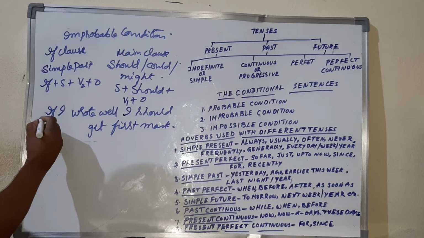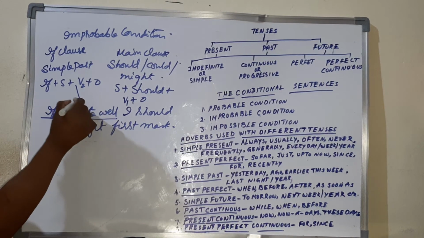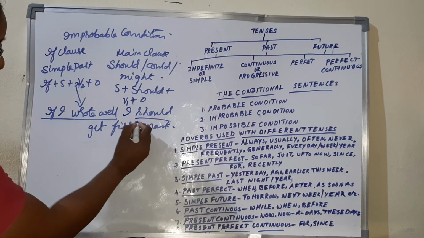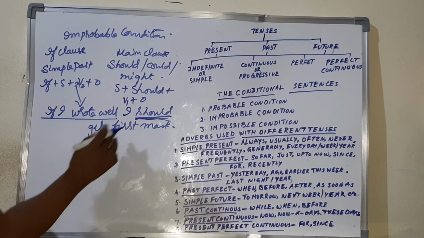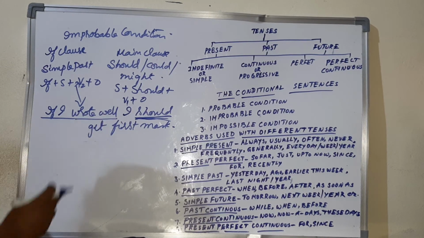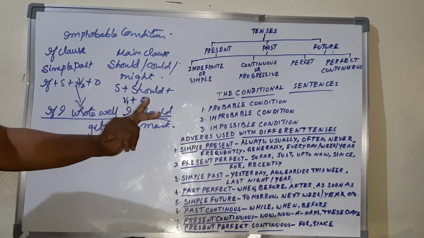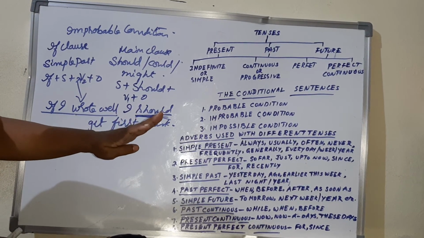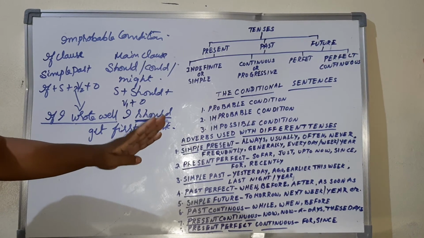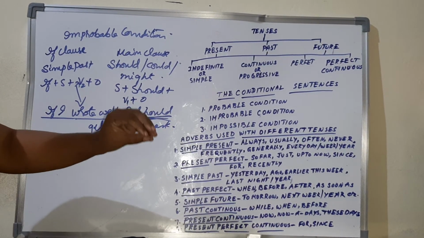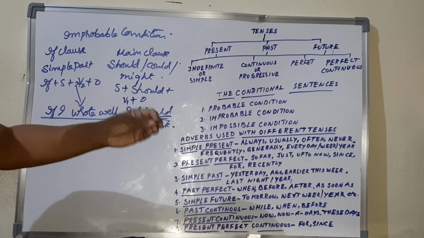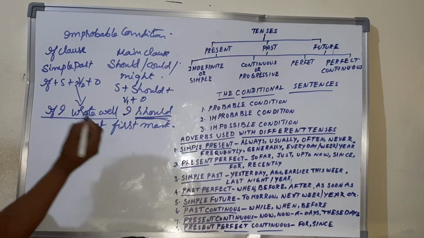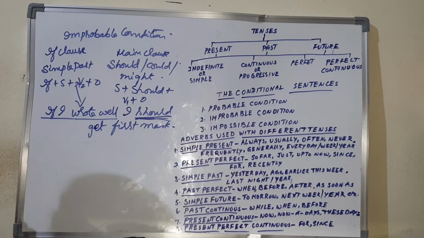See here, "if I wrote" is past tense. We use a past tense verb here. Next, we use should in the main clause: should get. After will, shall, should, can, could, may, might, must, will, would, after all these helping verbs, we have to use only the simple present form of the verb.